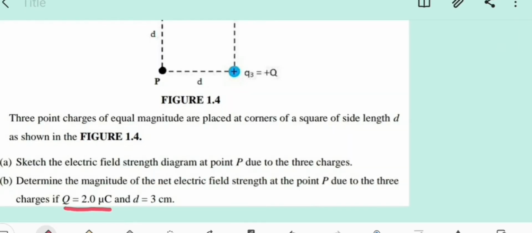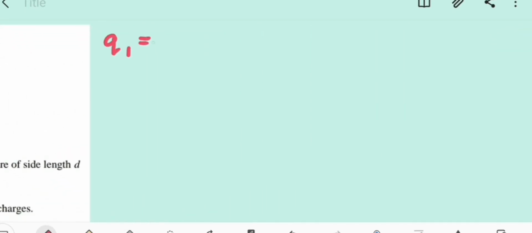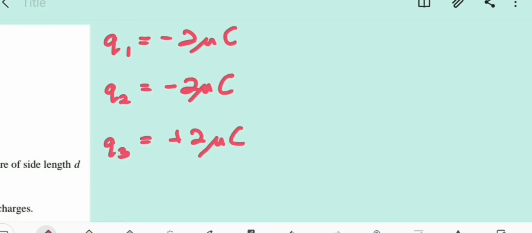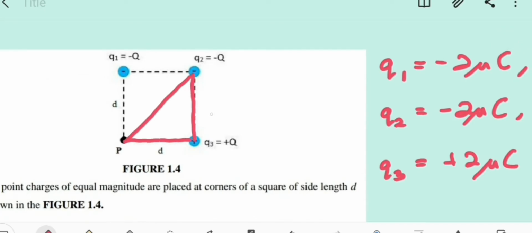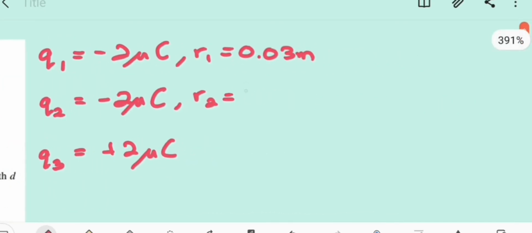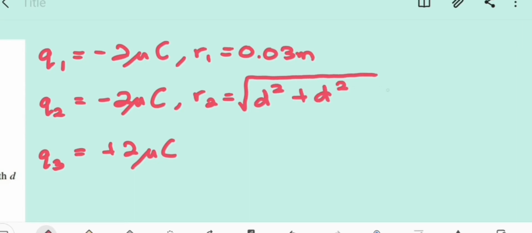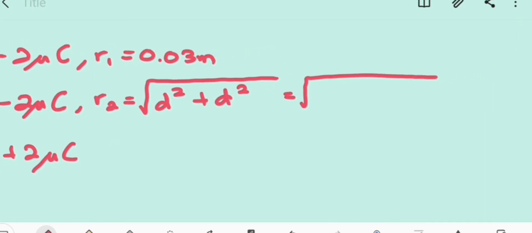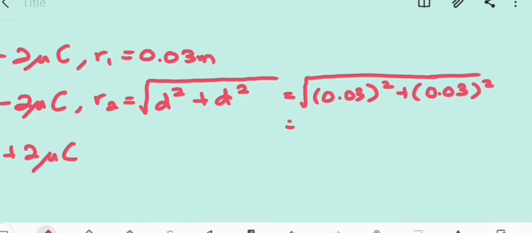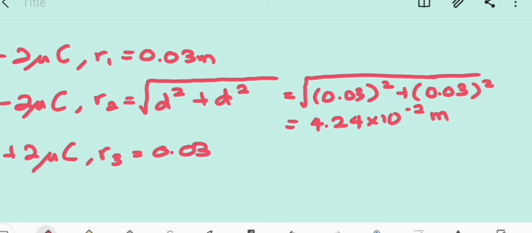For question B, we are given the value of Q and also d. So what I'm doing here is listing down all the magnitudes of the charges, Q1, Q2 and Q3. R1 is 0.03 meters. For R2, we have to go back to the diagram. You can see here we can get the value of R2 by using Pythagoras theorem, d squared plus d squared. Then we substitute all the values and we finally get 4.24 to the power of negative 2 meters. And finally, R3 is the same as R1.